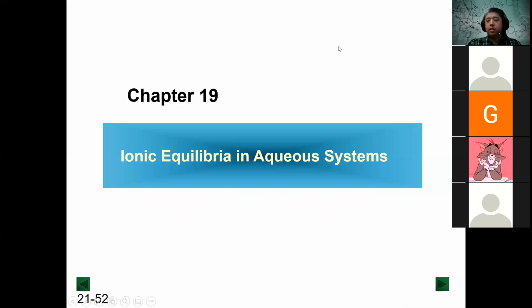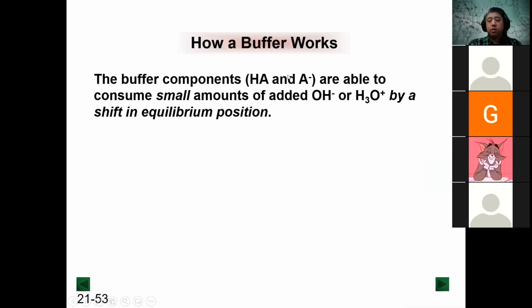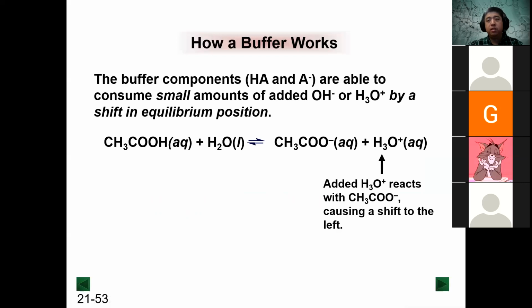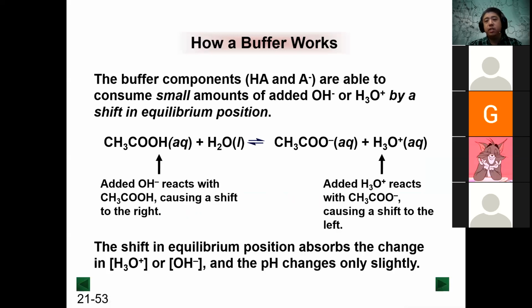So let's move on to chapter 19 here. This is the same thing. We're still dealing with equilibrium, but this time we're dealing with titration. So we're dealing with buffers and titrations. Okay. So this is done with a common ion effect.